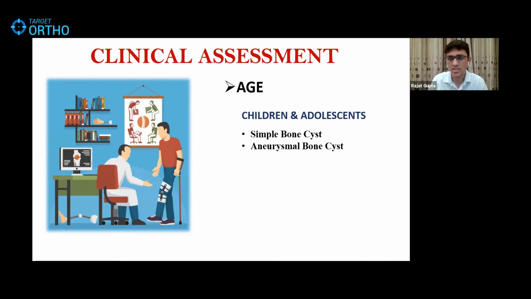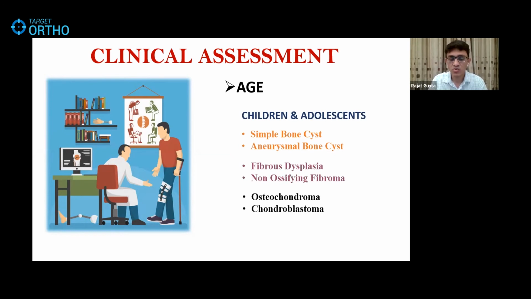Whenever we have children or adolescents, remember these common lesions. Among cystic lesions, it is either a simple bone cyst or an aneurysmal bone cyst. Among fibrous lesions, it could be fibrous dysplasia or a non-ossifying fibroma. If you have a chondroid lesion, it could be an osteochondroma or a chondroblastoma. If you have a bone-forming lesion, it could be an osteoid osteoma or osteoblastoma.